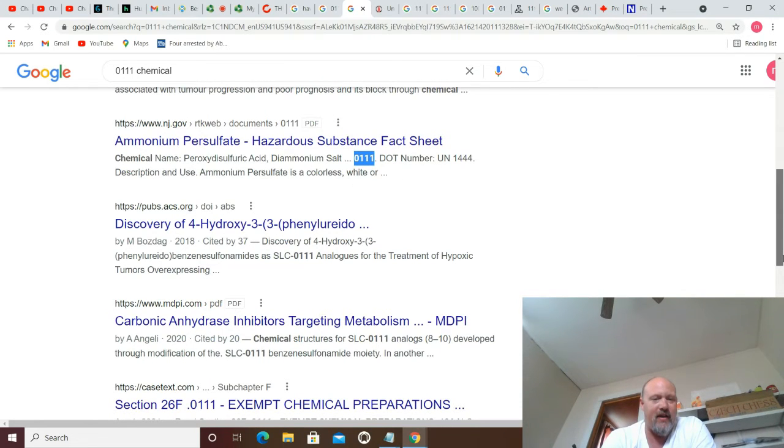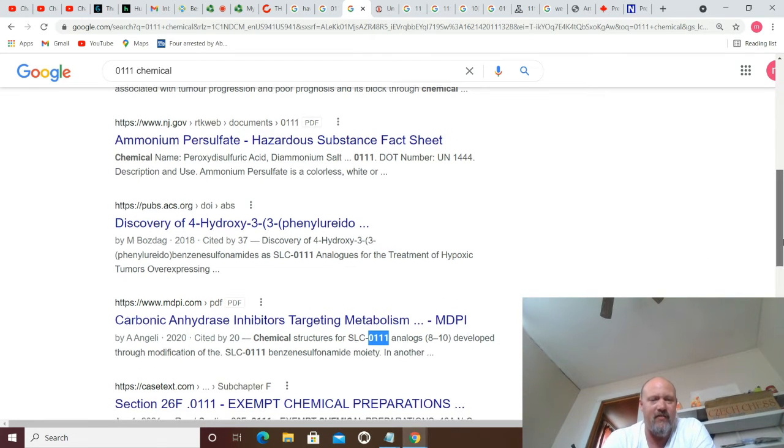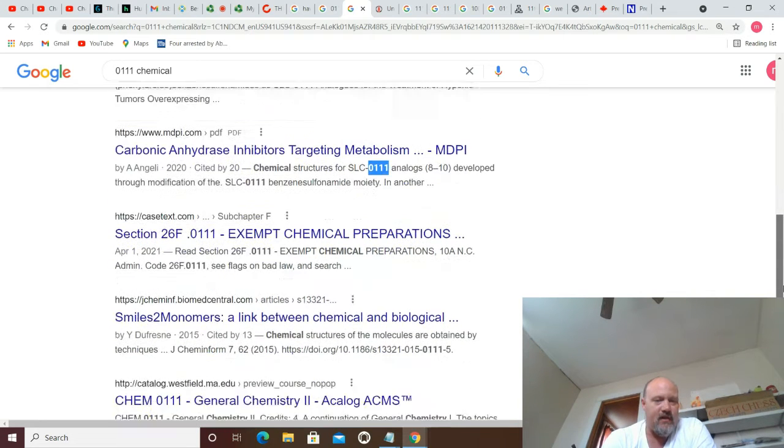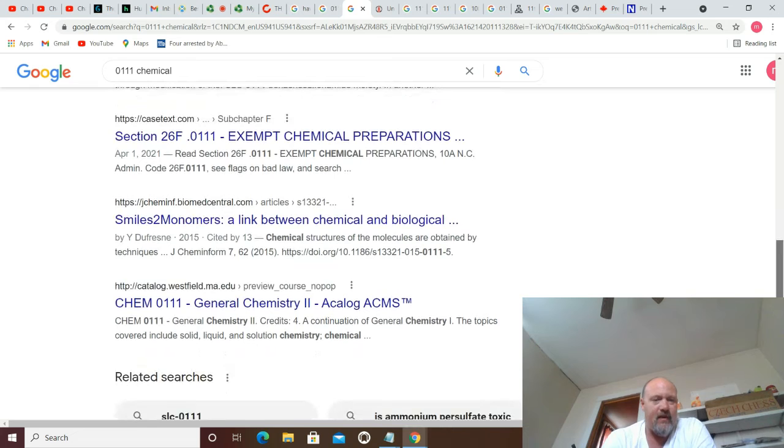Carbonic anhydrase inhibitors, targeting metabolism, SLC 0111. So there's SLC 0111 again. And I guess that was the first thing we got. You also have Chem 0111, General Chemistry 2, westfieldma.edu, so there's another university or college they can hit.